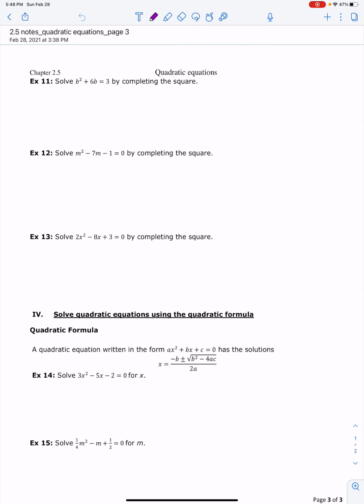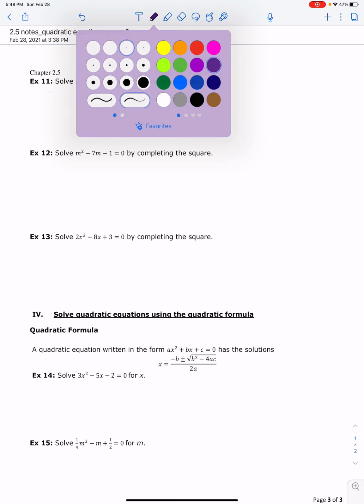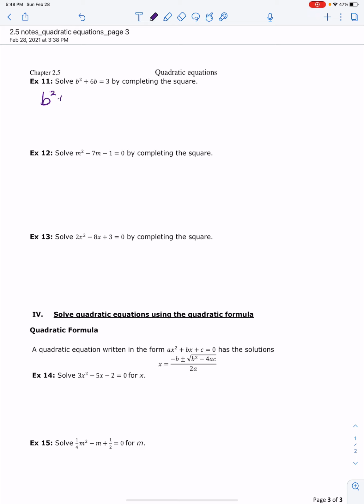Okay, more practice completing the square. We have both of our variable terms, our quadratic and our linear term, on the left-hand side. So I am going to write this again with just a little space so I can add something and complete the square. I'm going to start by cutting the 6 in half. I get 3. I square that. I add 9.